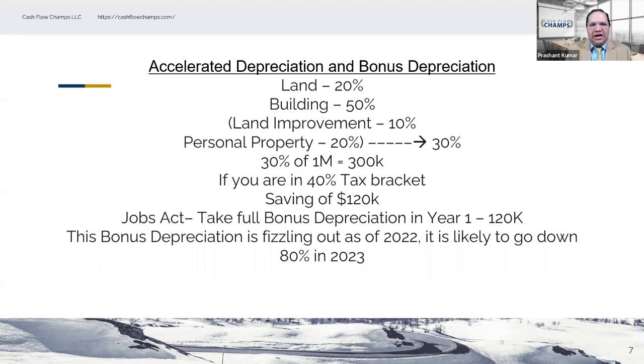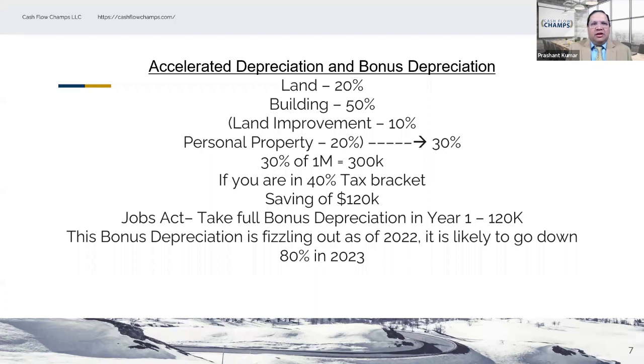Although this Jobs Act bonus depreciation is fizzling out after 2022, in year 2022 we could take 100% of that 30%, which is $120K. But going forward, I think there is still talk going on, but at least we will have 80% of that available to us right away, and the remaining 20% in the following year. So that $120,000, even in 2023, 80% of that, about $96,000, can be depreciated in 2023, and the remaining 20%, which is $24,000, can be depreciated in year 2024.